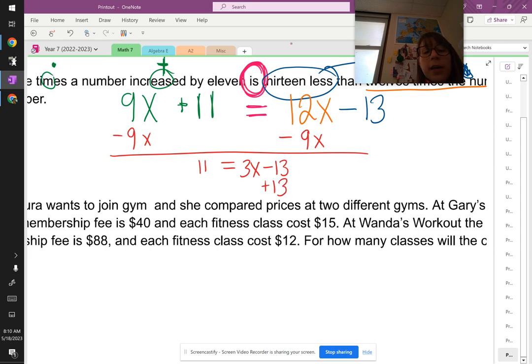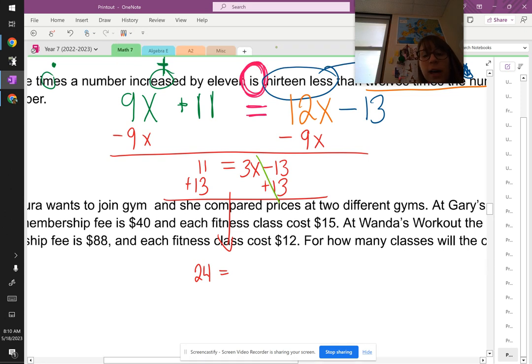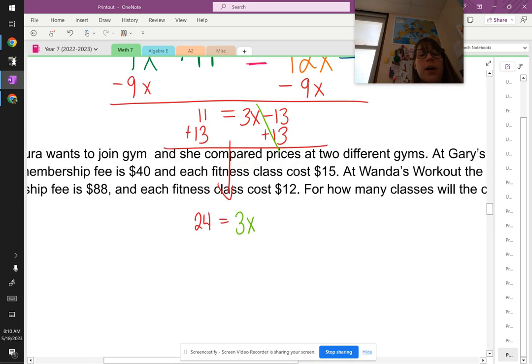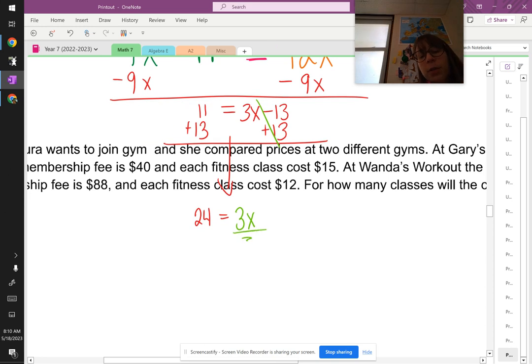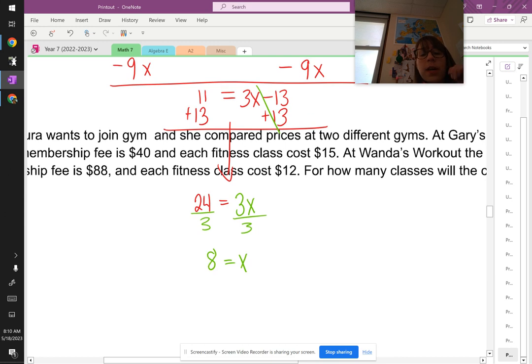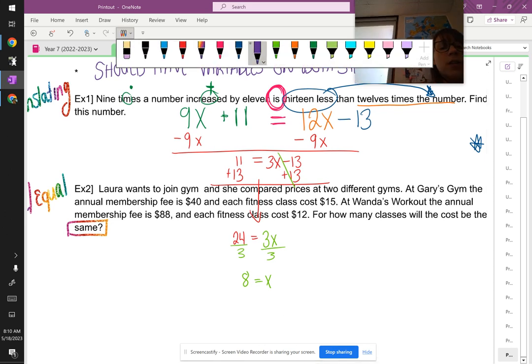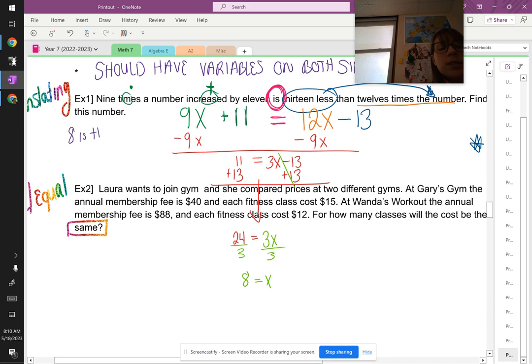Isolate the x term by adding 13 to both sides to get rid of that negative 13. I'm just going to carry this down here. 11 plus 13 turns into 24 equals, my negative and positive 13 canceled out to 0, and my 3x carries down. 3 is being multiplied by x, so the inverse of that is division. Dividing both sides by 3 leaves me with 8. So that number, that unknown number, was 8. And we'll just kind of write a little answer sentence that says 8 is the number.